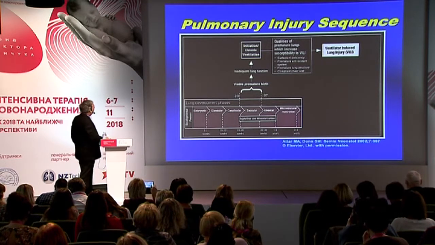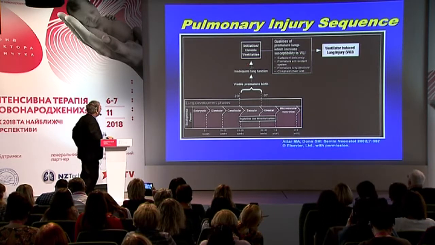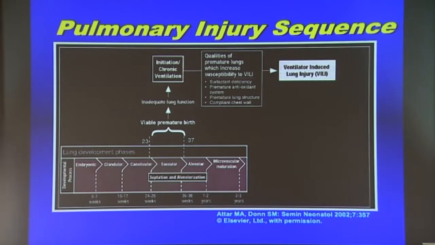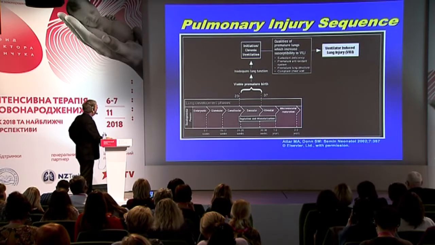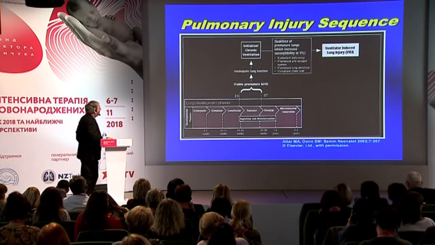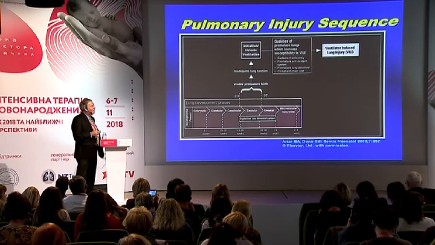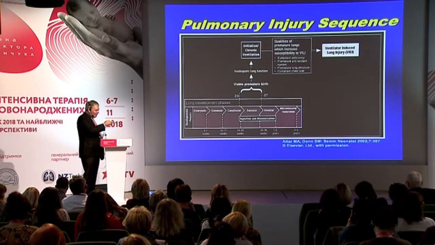And what happens then for these babies is that they're born with inadequate lung function. And of course, this forces us to initiate chronic ventilation. And as you've heard throughout the day, there are many qualities of the premature lung which increases its susceptibility to lung injury induced by ventilation. Surfactant deficiency, well, we've done a pretty good job of taking care of that. But the babies still have premature antioxidant systems which render them susceptible to injury by free radicals. They have premature lung structure, and importantly, they have a very compliant chest wall. And oftentimes the chest wall is more compliant than the lung itself, again, increasing the work of breathing and forcing us to ventilate these babies mechanically.